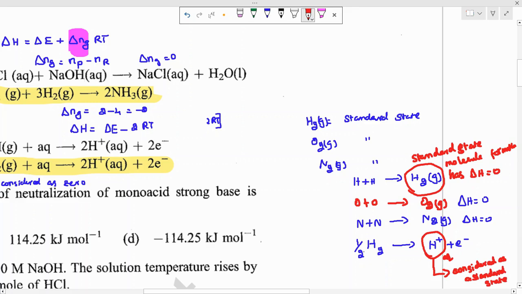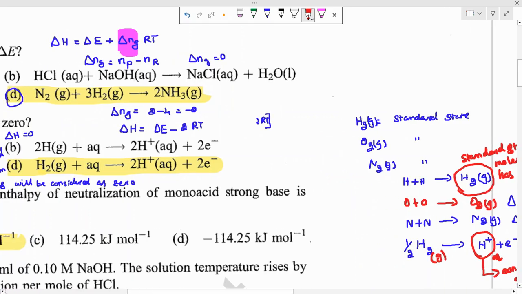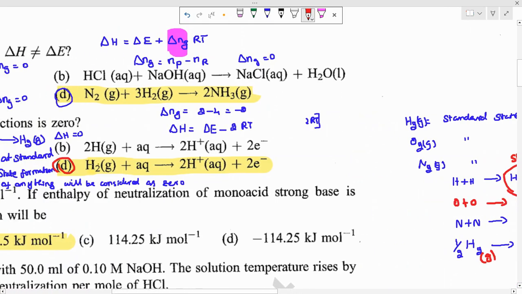So that is why, when we are forming H plus aqueous solution from any case, whether formed from the hydrogen atom, or from hydrogen gas, or from anything, H plus aqueous state is a standard state. So the standard state formed means definitely the delta H will be 0. That is why, for which reaction can we consider the delta H as 0? Look at this here. This one will be considered as delta H 0 because H plus aqueous will be considered as a standard state.